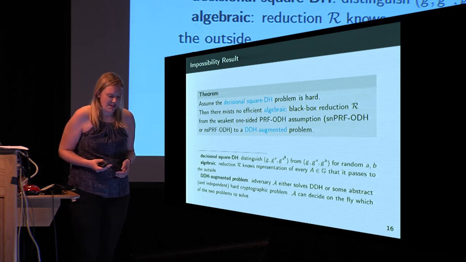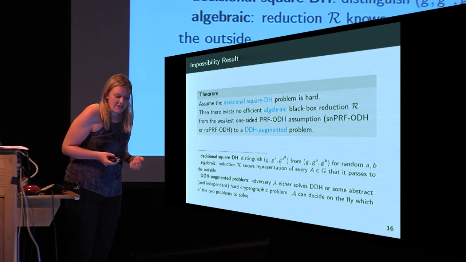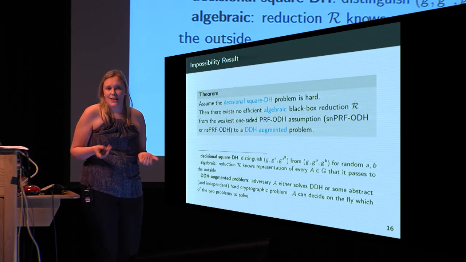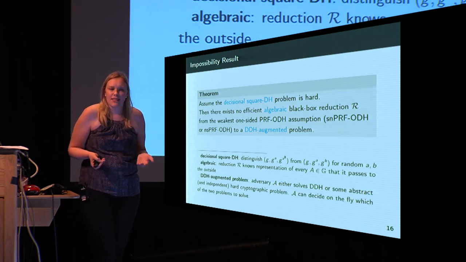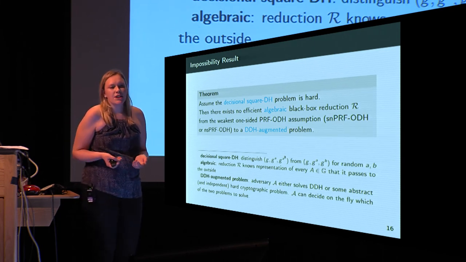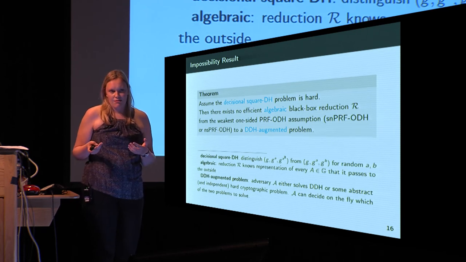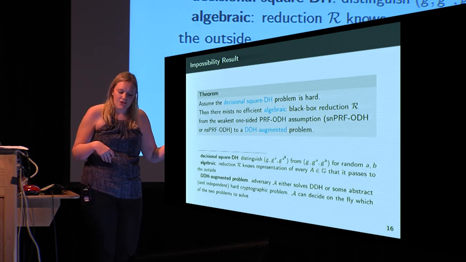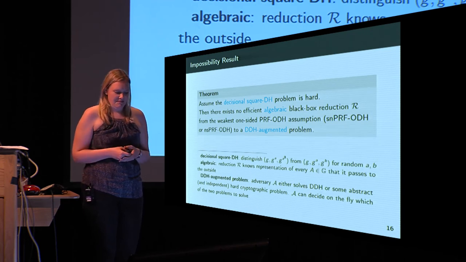Now there's something to explain here. Algebraic reductions, most reductions that we know are algebraic, that just means that the reduction knows the representation of group elements and it makes use of them. And DDH augmented problems are a very wide and general class of cryptographic problems where the adversary is either asked to solve DDH or some abstract and independent hard cryptographic problem. And the adversary can decide on the fly whether it wants to solve DDH or this instance of a general cryptographic problem that it was handed.